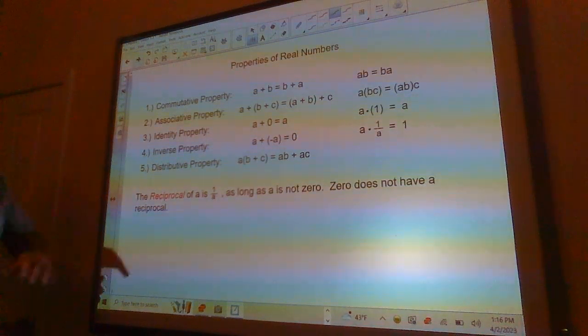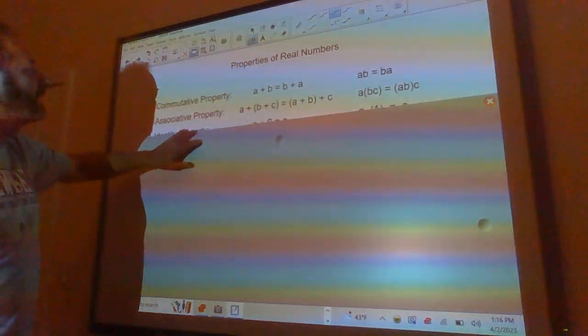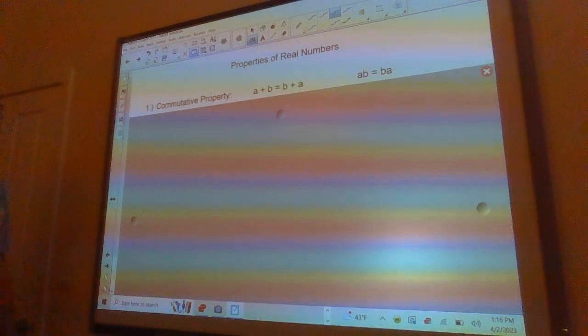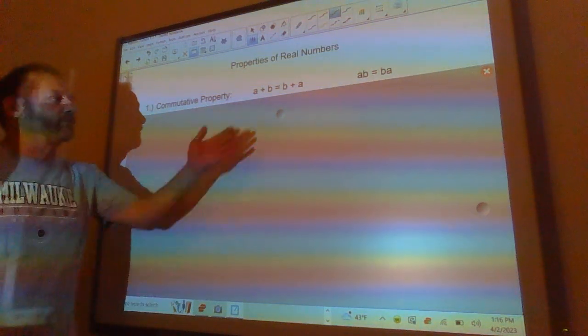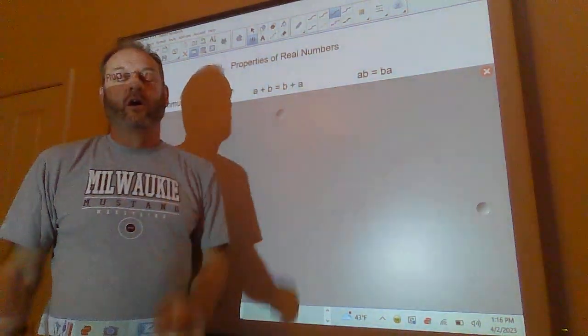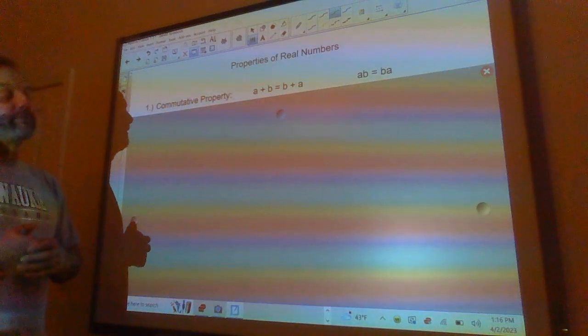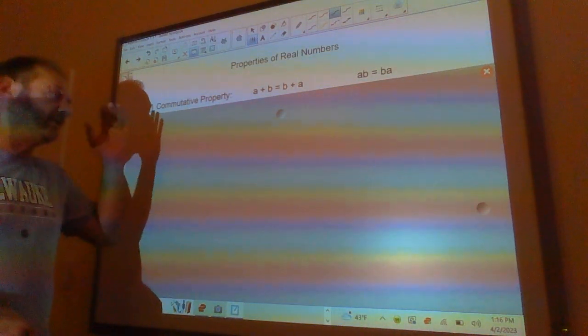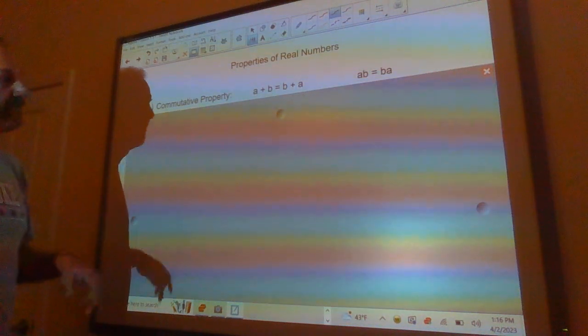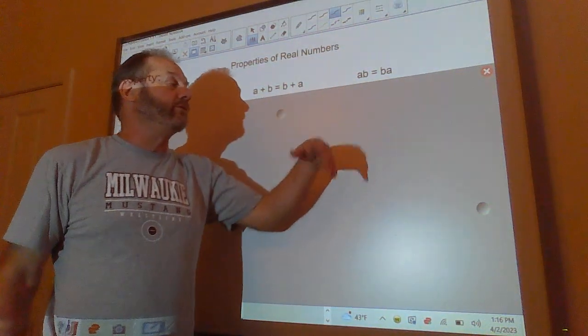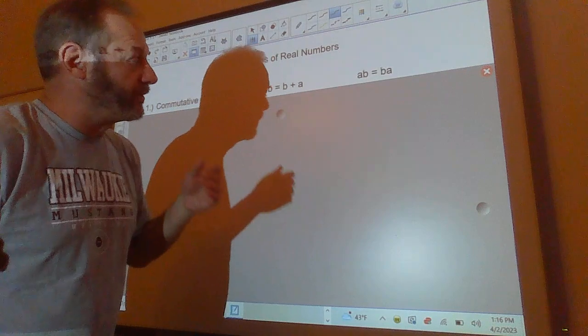Okay, let's go back and review some of our properties of real numbers, like the commutative property. So we got two commutative properties, one for addition, one for multiplication. So a plus b is equal to b plus a. 3 plus 2 equals 2 plus 3. Both of them are 5. 3 times 2 is equal to 2 times 3. Both of those are 6.